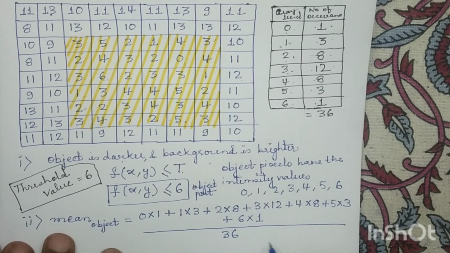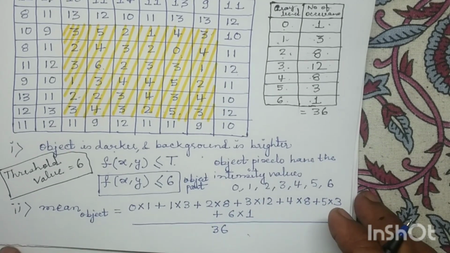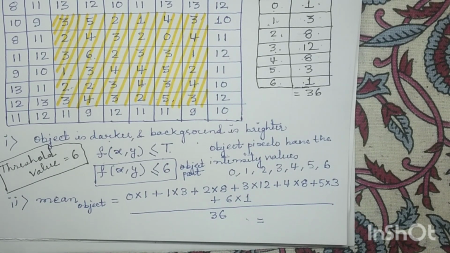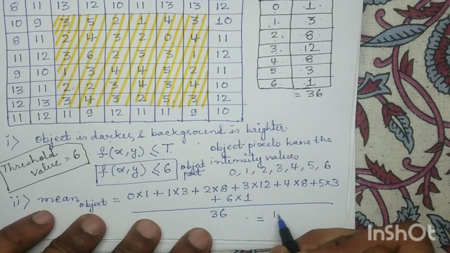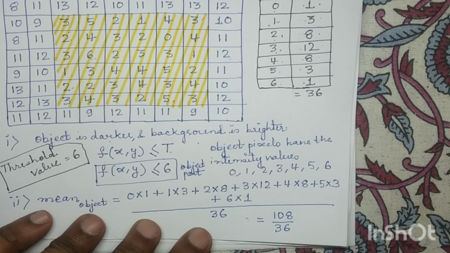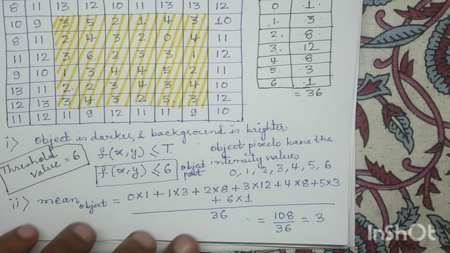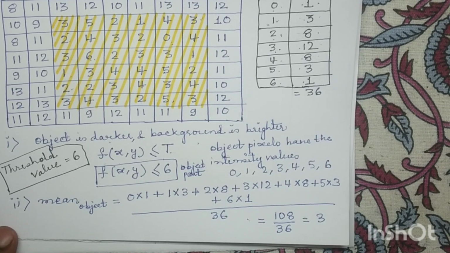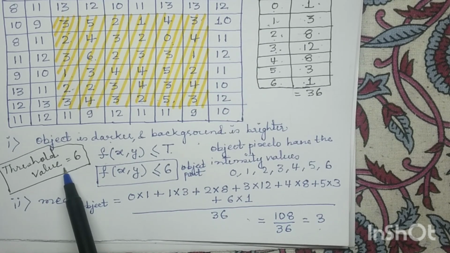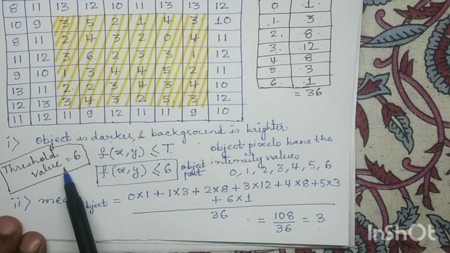If you do the calculation, you will get the result 108 by 36, that is equal to 3. So for this given question, we have determined the mean of the object part, which is equal to 3, and we have also suggested the threshold value to distinguish the object part from the background part, which is equal to 6. And with this, the question is over. Thank you.